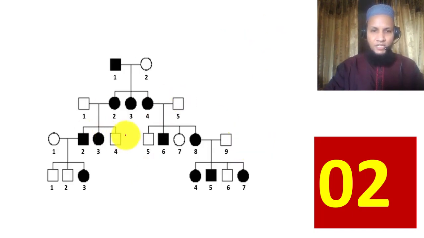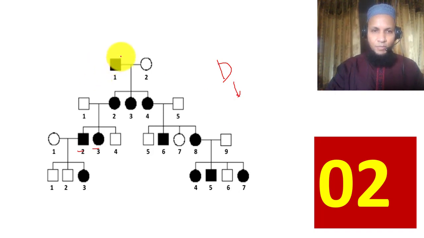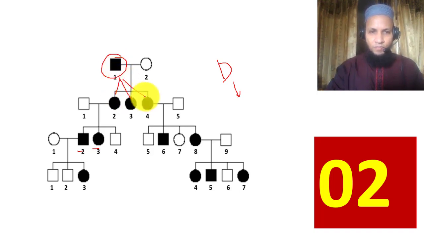Here we can see there is no skip of generation. All affected persons have at least one affected parent. So it is a dominant disease. Is there any sex bias? As both males and females are affected, we can assume it may be an autosomal disease. But there is another particular pattern of sex bias, that is, the father has transmitted the disease to all of his daughters. All daughters are affected.